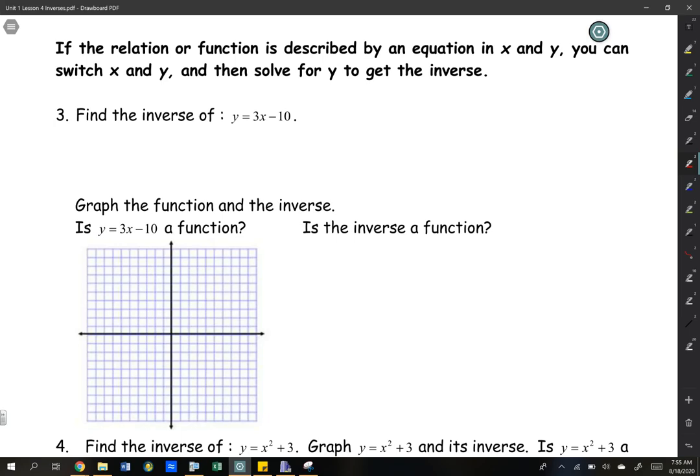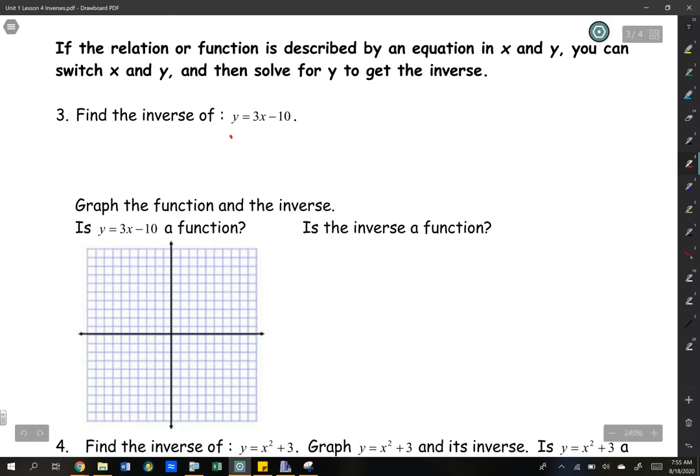It says if the relation or function is described by an equation in x and y, you can switch x and y and then solve for y to get the inverse. All right, so this time we don't have coordinates, we have an equation, and we need to find the inverse. So remember, inverse is the reverse. So we want to switch the x and y in the equation. That's the first thing we're going to do.